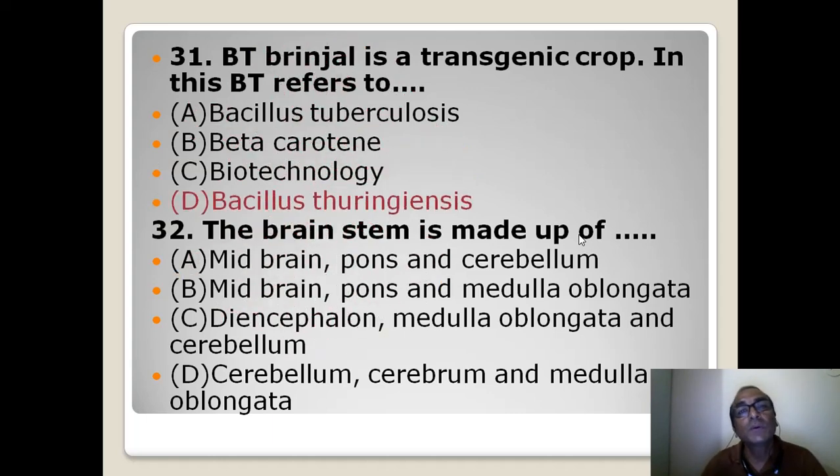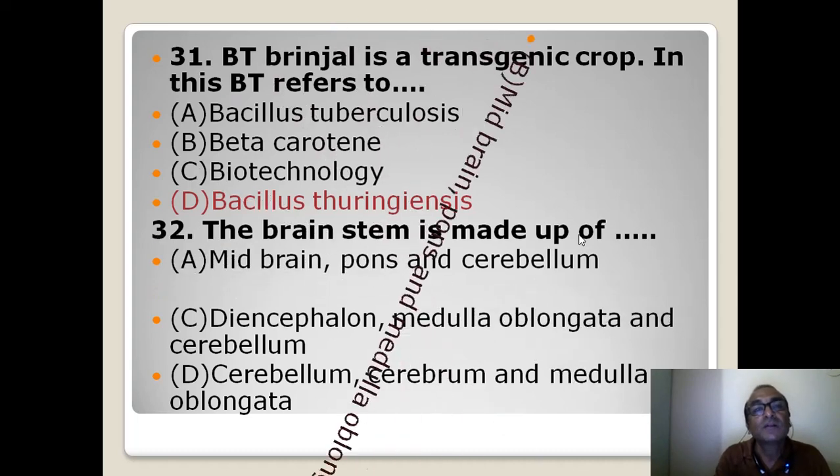Question number 32. The brain stem is made up of... Brain stem is actually made up of the midbrain, pons, and medulla oblongata. It does not involve the cerebellum. Usually we take up the midbrain and the hindbrain, but in the hindbrain, actually, only the pons and medulla oblongata contribute to the brain stem along with the midbrain. So therefore, B is the right answer.